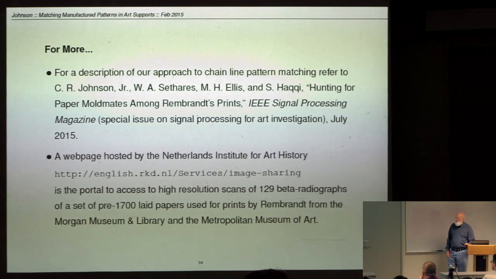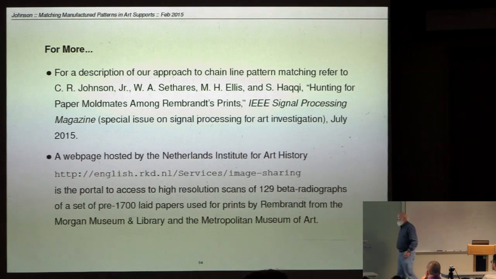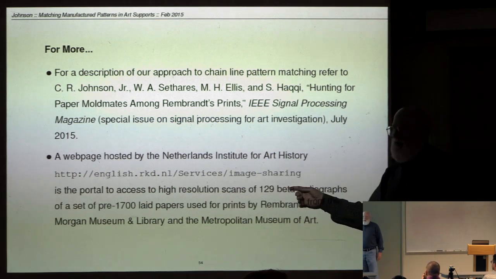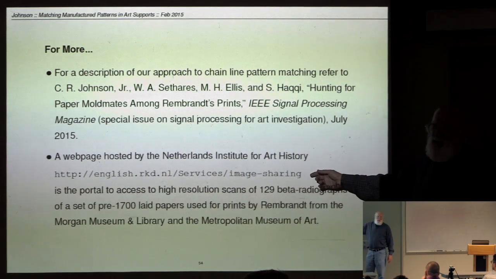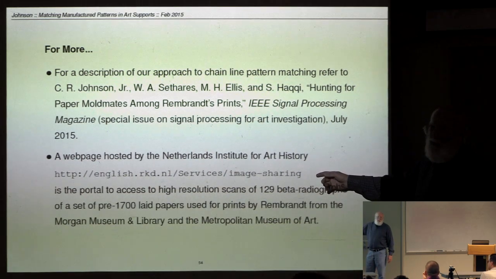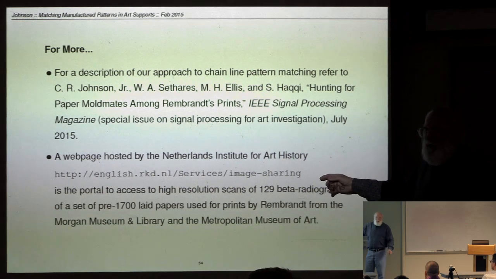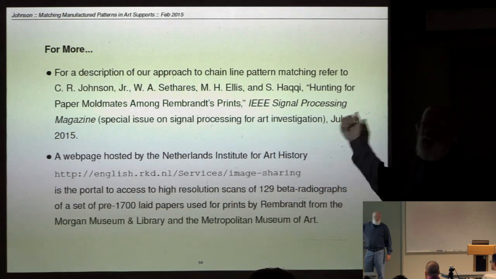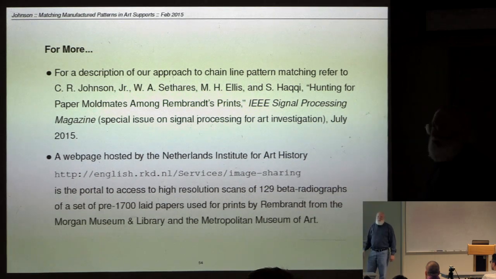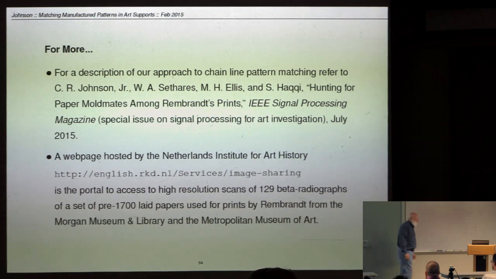And again, we have a paper that's to appear this July talking about the basics of this. And we've also put 129 of the prints from the Morgan Library and the Metropolitan on the same website of the RKD in the Netherlands. So if you want to play this game, or if you want to develop a method to find matching watermarks, there's data you can actually use. Getting this data is absolutely non-trivial. And I think that ought to be enough.